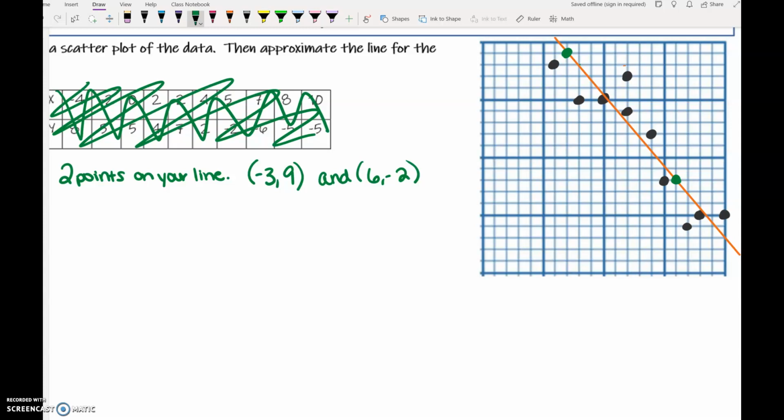Once we have 2 points, based on what we learned yesterday, what do you suppose we're going to do with those points? We are going to find the slope. And then we're going to put the points, or one of the points and the slope into point-slope form. And then we're going to solve it down and get to slope-intercept form. So I'm going to find my slope. Take a moment and find your slope.